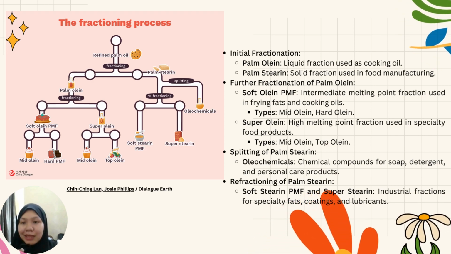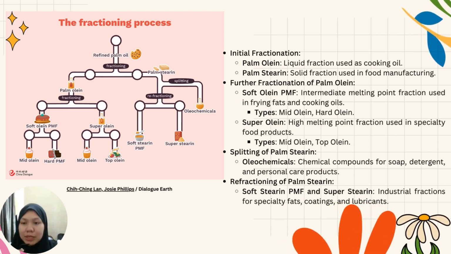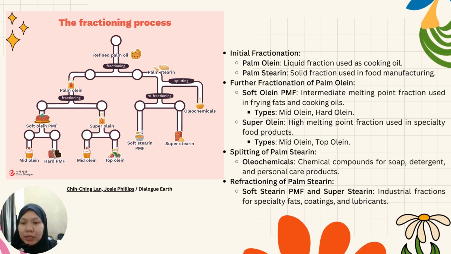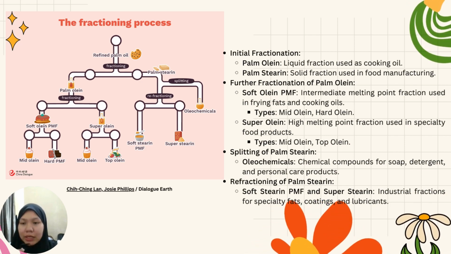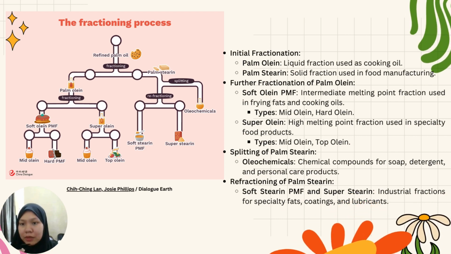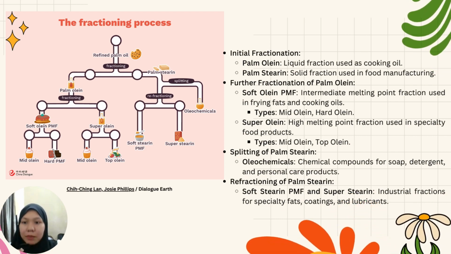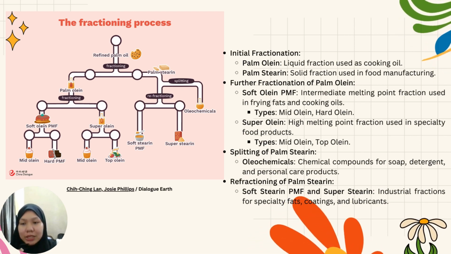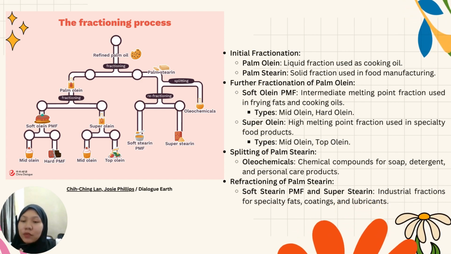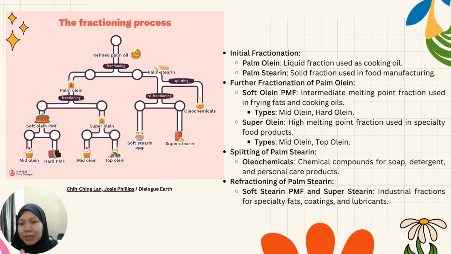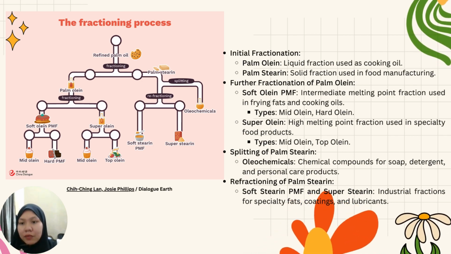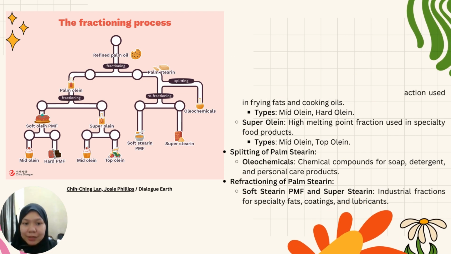The palm stearin can undergo splitting to produce oleochemicals, which are chemical compounds derived from natural oils and fats. These oleochemicals are used in various industries, including soap manufacturing, detergent production, and personal care products. Refractionation of palm stearin results in the separation of two fractions, soft stearin, PMF, and super stearin. These fractions contain triglycerides with different melting points suitable for various industrial applications. Soft stearin PMF and super stearin may find application in the production of specialty fats, coatings, lubricants, and other industrial products.